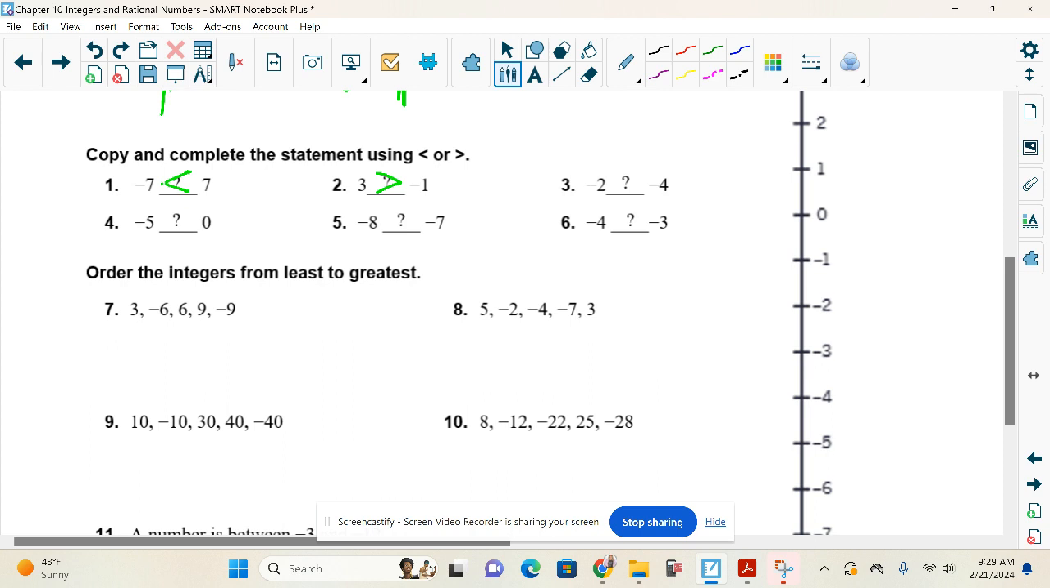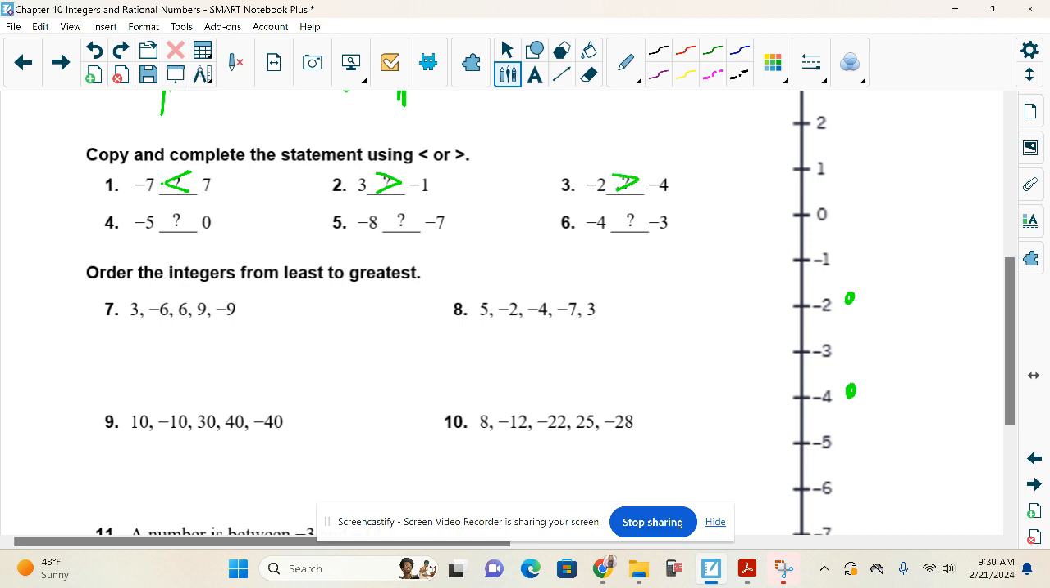-2, -4. That's kind of when they're both negative, it gets me a little confused. So I might come over here. Here's -2. Here's -4. Which one's greater? -2. If you think about it, it's kind of the one that's closer to 0. Yeah, it's closer to 0.